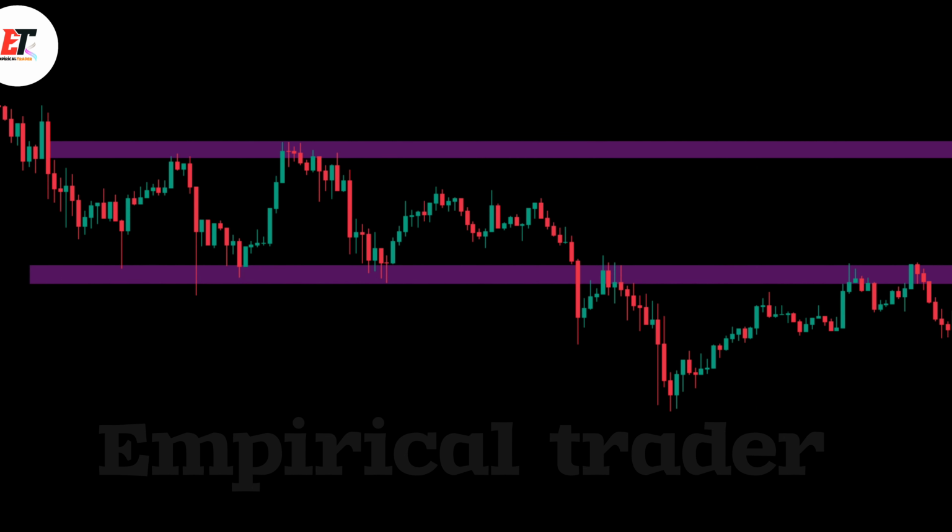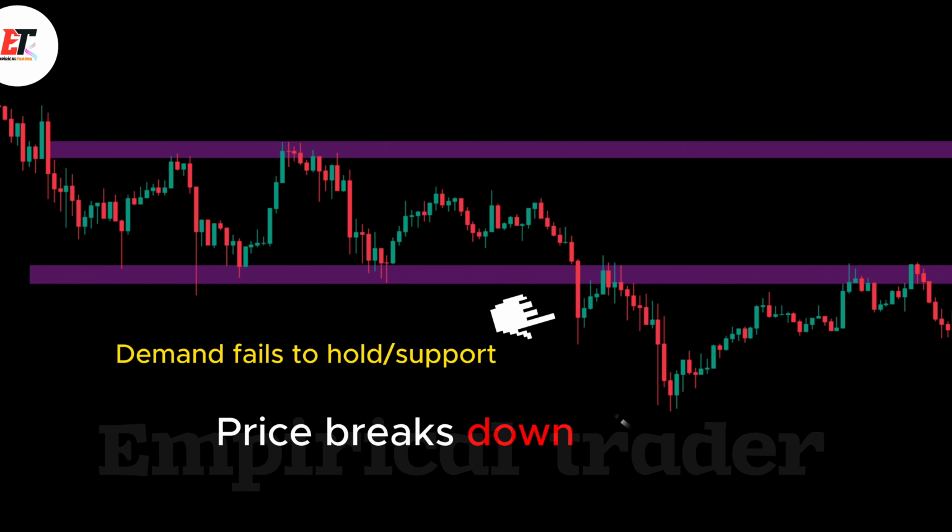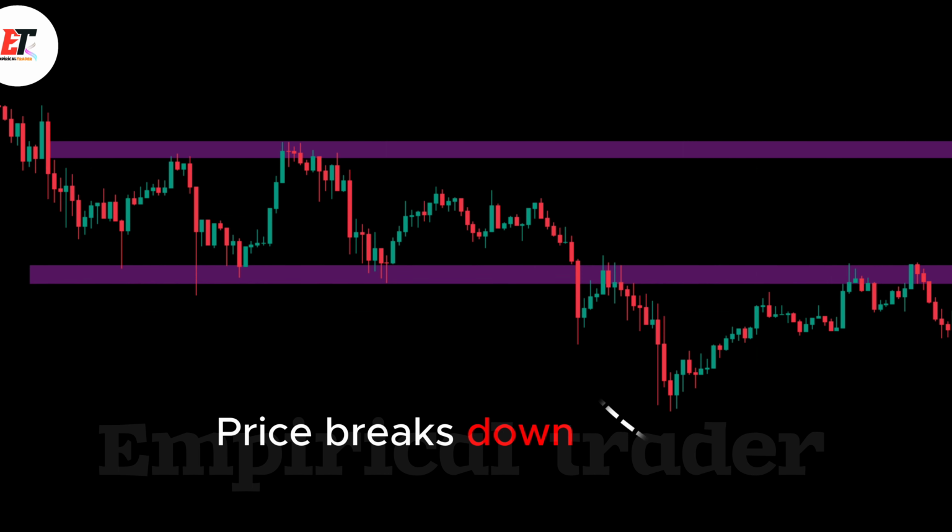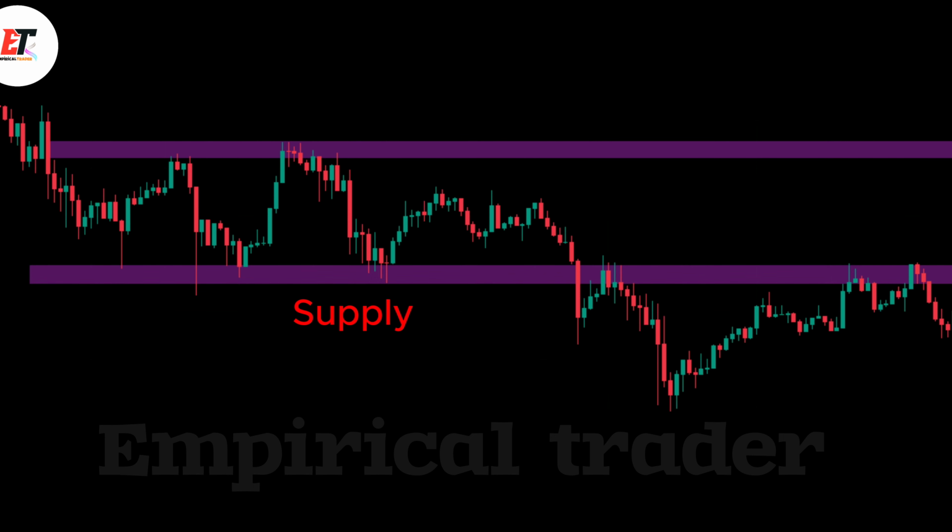As an example, following the rule of the dynamic zones, we know that if price breaks one zone, they flip. This is our initial supply, and this is our initial demand. After tapping the demand zone multiple times, the demand zone fails to support and price breaks down. And now this zone becomes a supply zone. What happens when price hits a supply zone? Price goes down. And we can see that is what happened in our situation. Every time price hit the new supply zone, it went down.